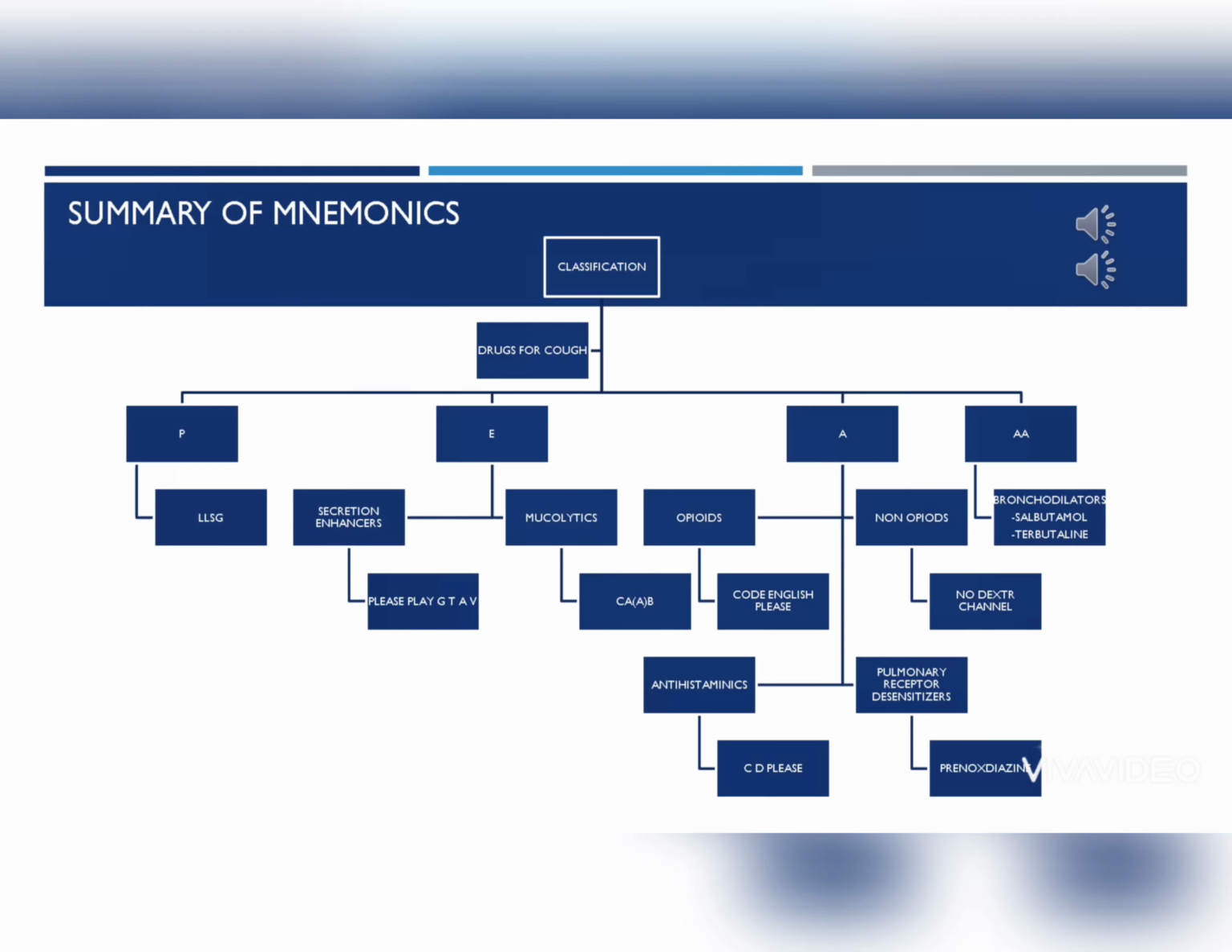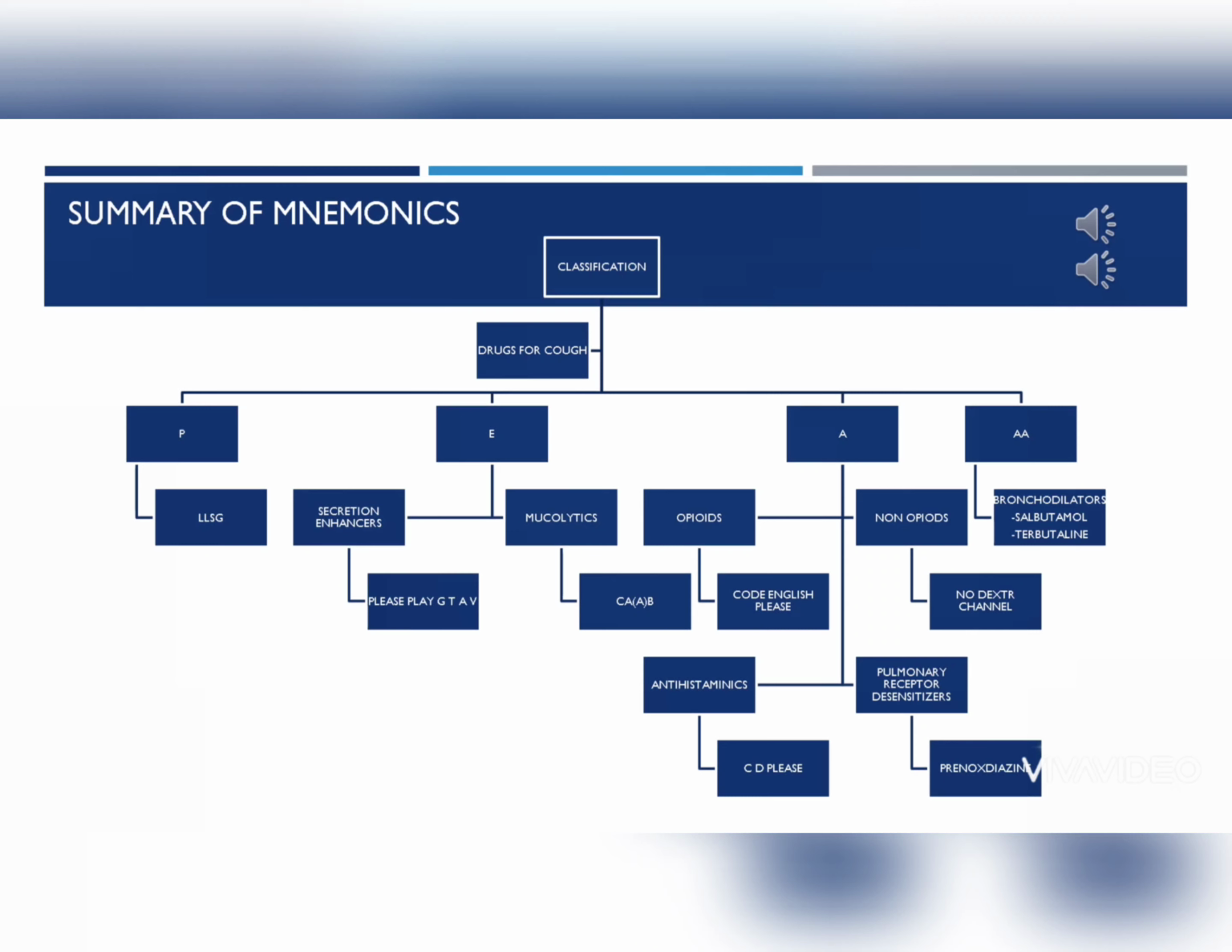Then mucolytics. Mucolytics mnemonic drug will be CAB, that is carbocysteine, A for acetylcysteine, A for ambroxol, and B for bromhexine. Then antitussive or cough center suppressant. It is divided into four main classes, that is opioids, non-opioids, antihistaminics, and pulmonary receptor desensitizer.